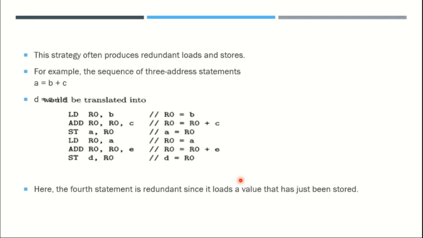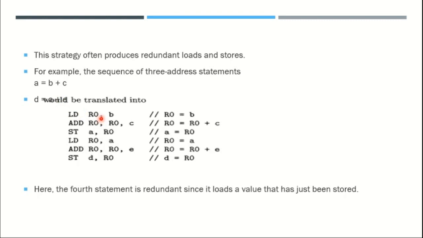That means it can load some redundant information into the registers. For example, consider two more instructions: A equals B plus C and D equals A plus E. So here the A value can be stored into R0 multiple times.